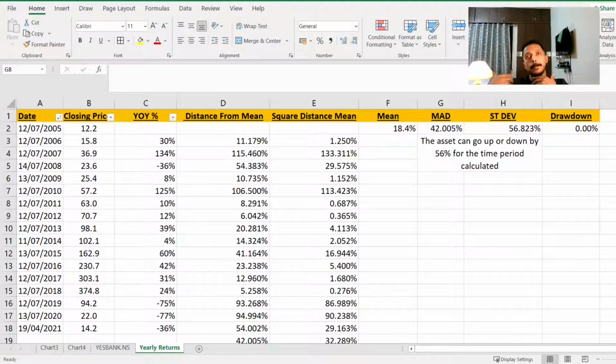So the first is going to be coefficient of variation, right? Now it sounds very complicated, but all you're trying to do is use the variation divided by the returns, right? And then we'll look at the Sharpe ratio.